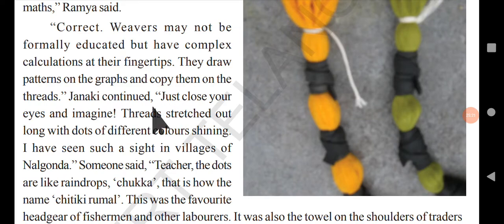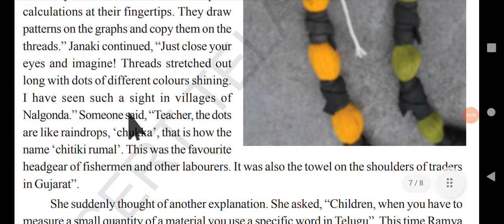So then she said, just close your eyes and imagine threads stretched out long with dots of different colors shining. I have seen such a sight in villages of Nalgonda, someone said. So now Janaki teacher is asking the students, just close your eyes and imagine the long threads with small, small dots and designs and all. So immediately some students said, ma'am, I have seen this type of colors and all in Nalgonda.